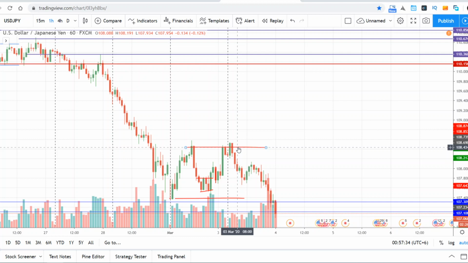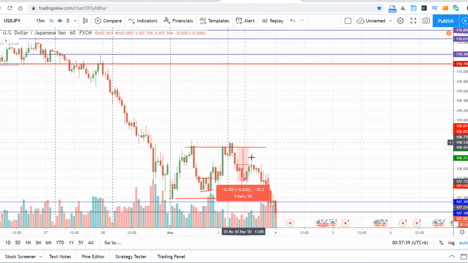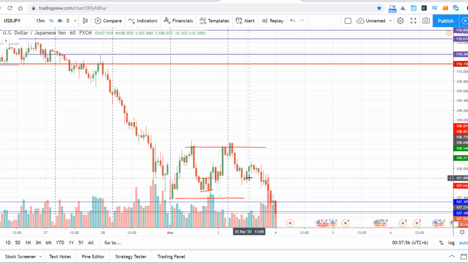So even if I closed over here, I would have made a 70 pip profit without being in front of the charts, with this single pending sell order. So yeah, that was regretful. And if I held on more, then you see where it goes. But this was a bit choppy. I don't know if I would have gotten in or not.